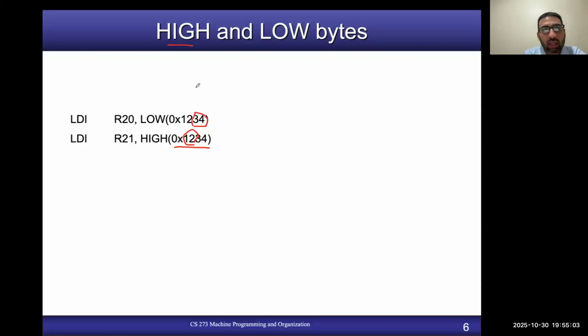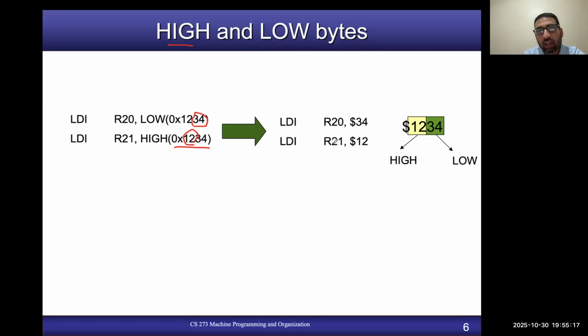So when you are writing, for example, load immediate R20, low 0x1234, you are basically saying that my data has 2 bytes. One is the low byte and the other is the high byte. So these two instructions are equivalent to saying this one: load 34 into R20 and load 12 into R21, because 12 is the high byte of the operand 0x1234, and 34 is the low byte of operand 0x1234.